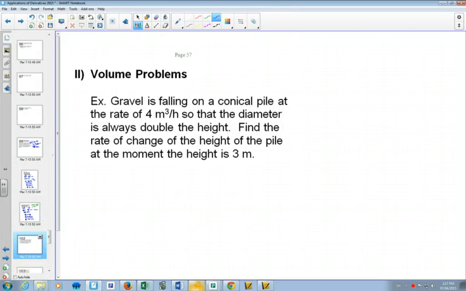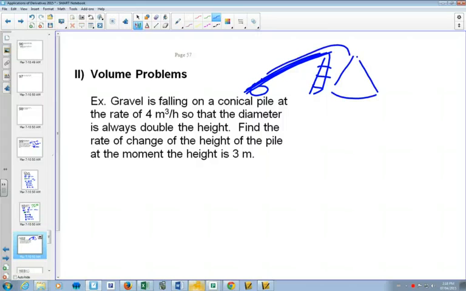Definitions. Everybody knows what gravel is? Bunch of stones. And if you have some sort of conveyor belt right here, and it's running your gravel up and falling down, it will form a beautiful conical pile. Okay? A conical pile is a pile in the form of a cone. Okay?